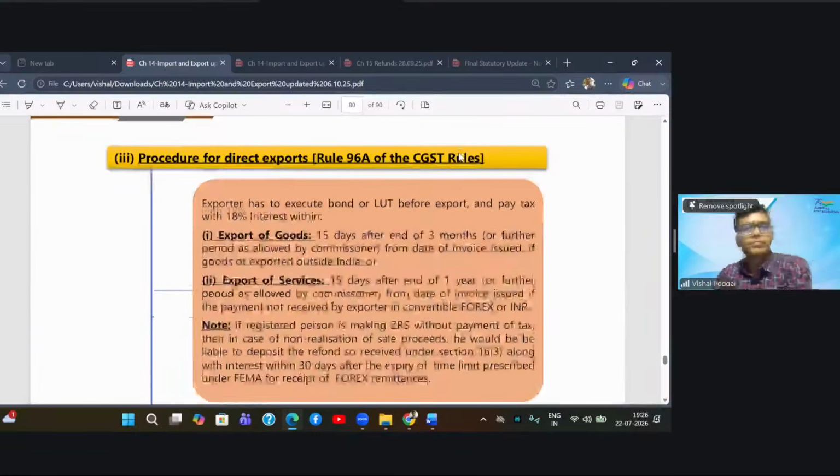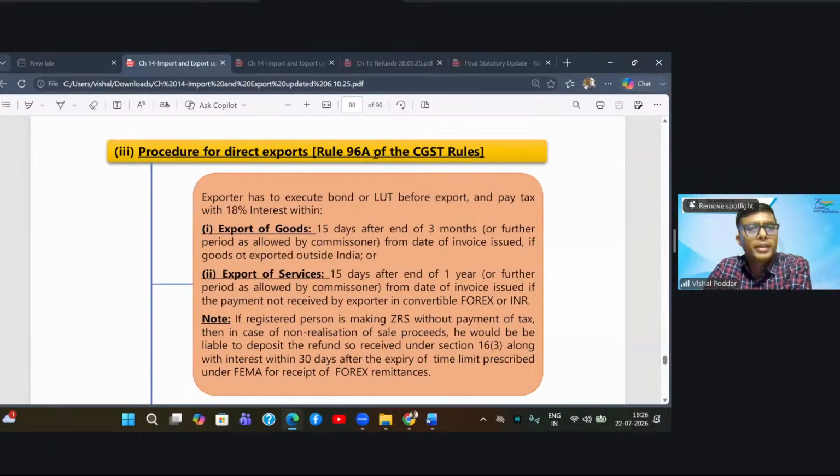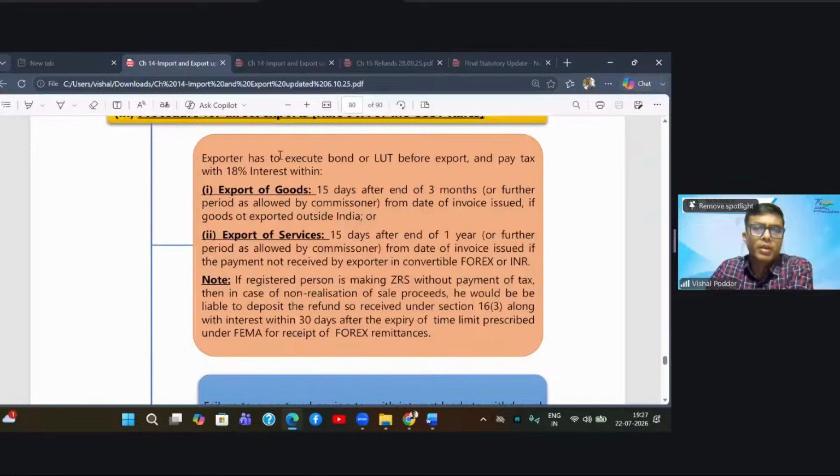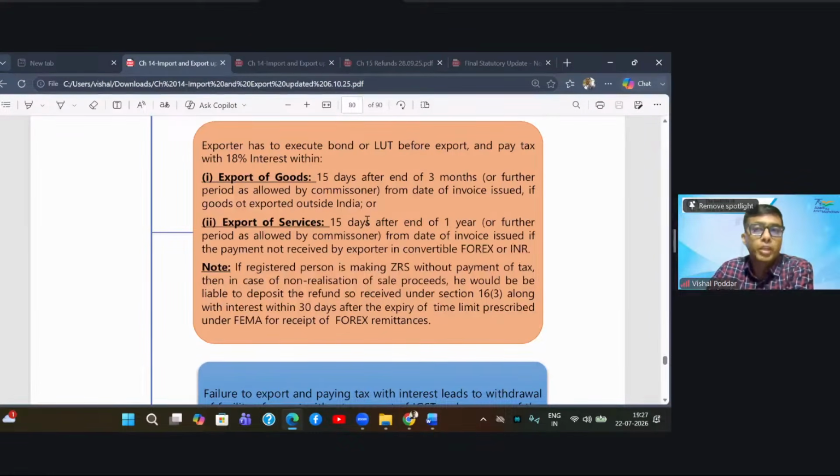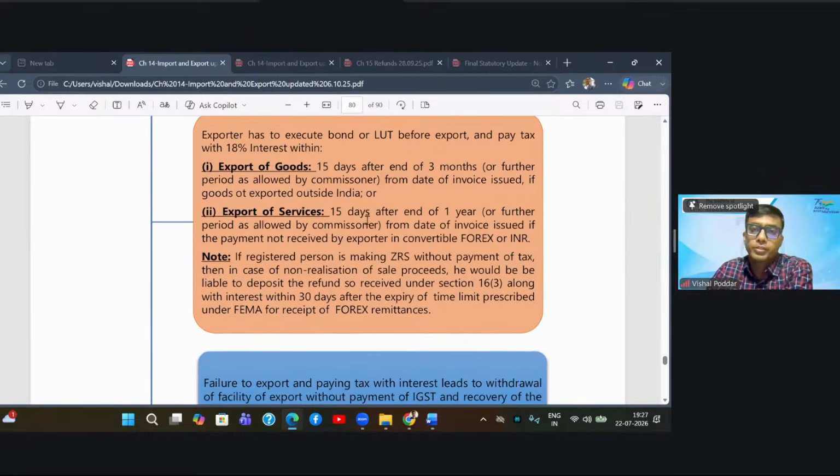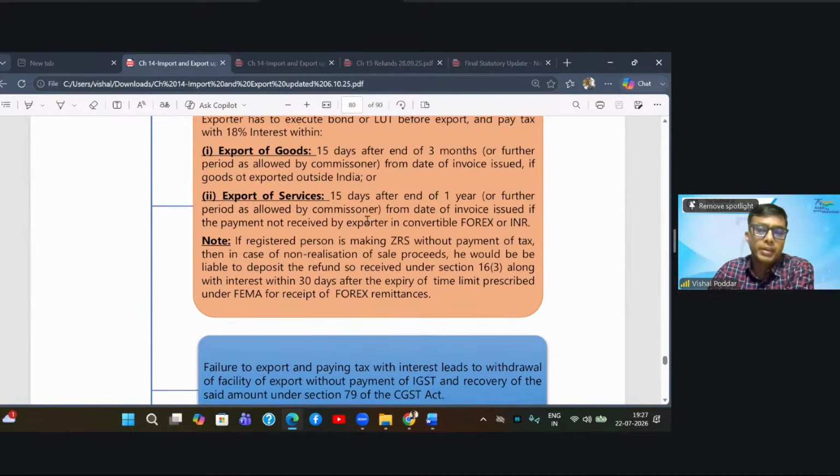Next, students, is the procedure for direct exports. Where I'm doing an export, Rule 96A says the exporter has to execute a bond or LUT before export and pay tax with 18% interest within 15 days after the end of 3 months, and any other further period if allowed, from the date of invoice issued, if goods are not exported outside India. So if I fail to actually export the goods within 3 months from the date on which I have prepared the invoice, I will be liable to pay the tax and interest.